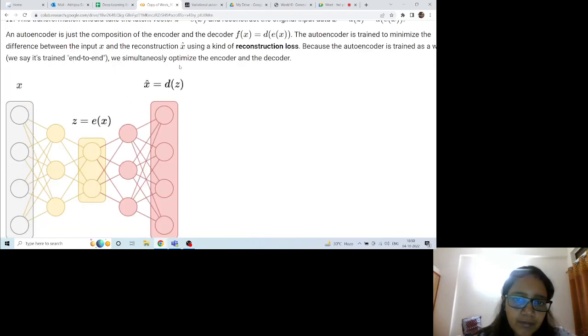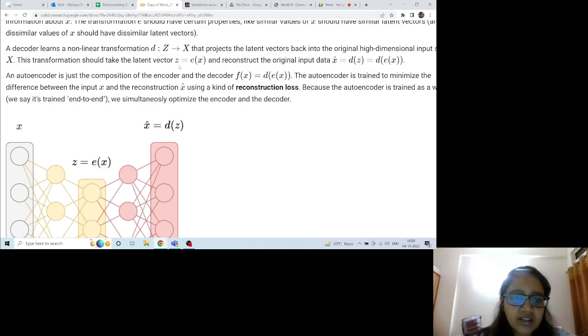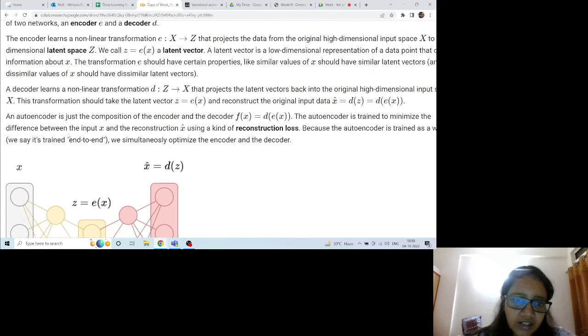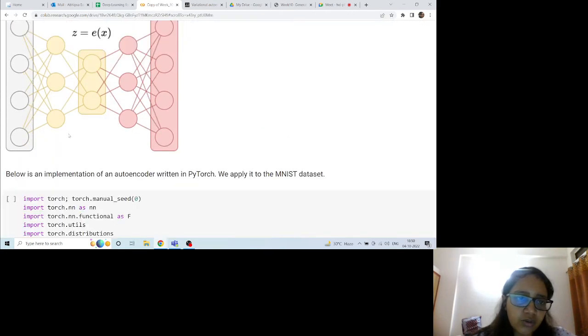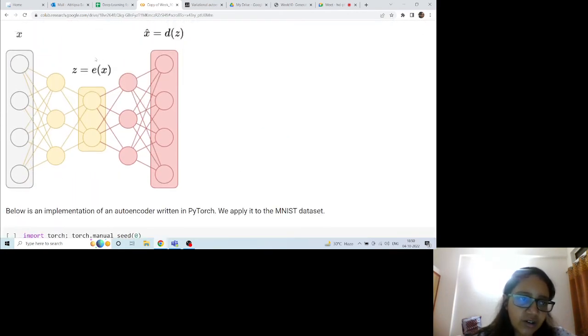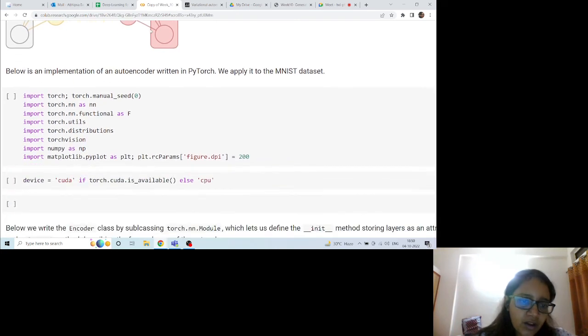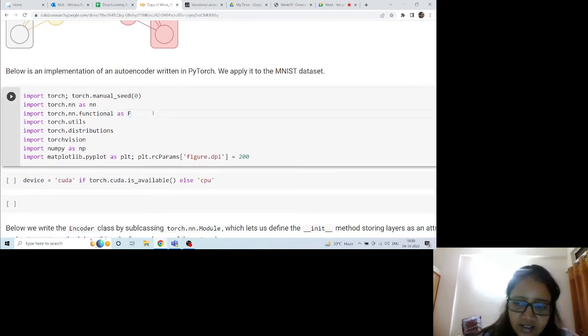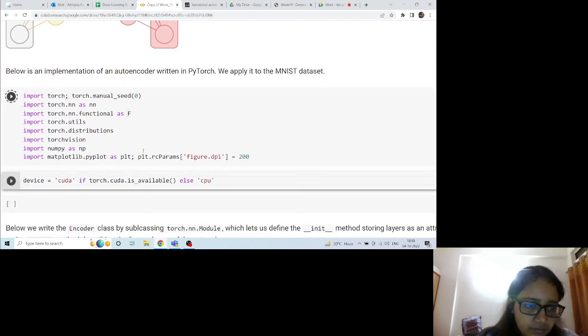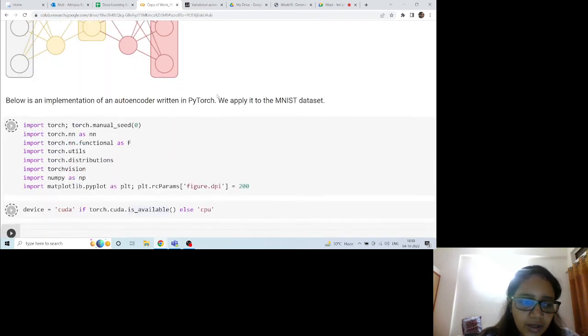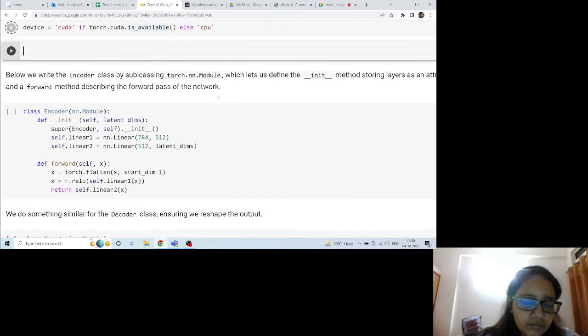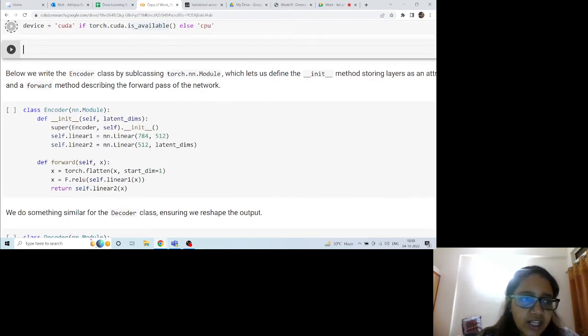And very simply, what you would want is that these two should be as similar as possible. That is why you keep losses like MSE. So this is your original image, this is your generated image, and these should be as close as possible. Okay, so let's start running. These are simple things. Let's keep looking at the code.